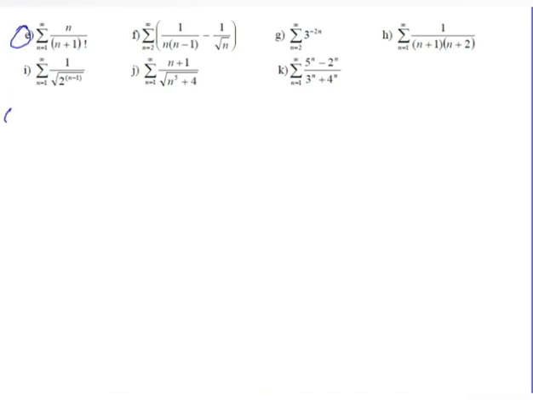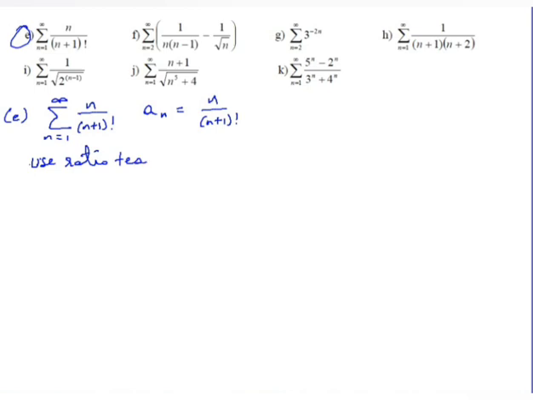In e, the series is n starting from 1 up to infinity of n over (n plus 1) factorial. That is what we have in e. Here we have to observe the n-th term, which is n over (n plus 1) factorial. So to do the convergence test of this, we use the ratio test. Okay, use the ratio test.